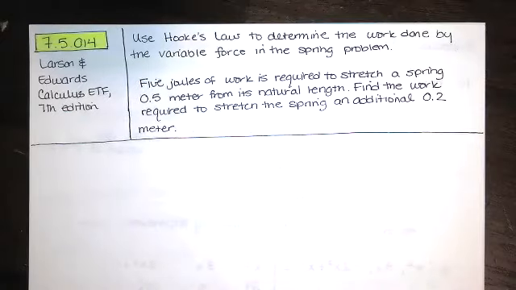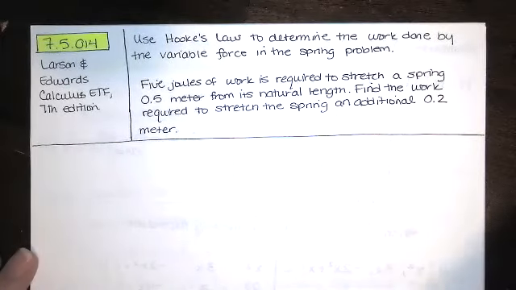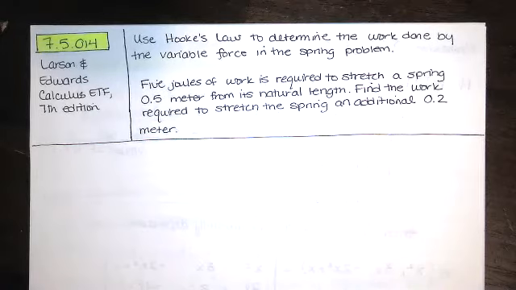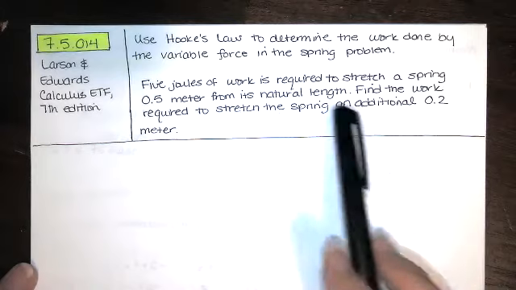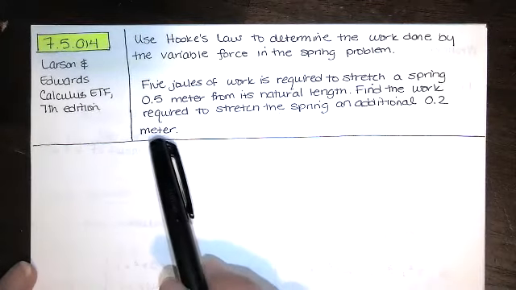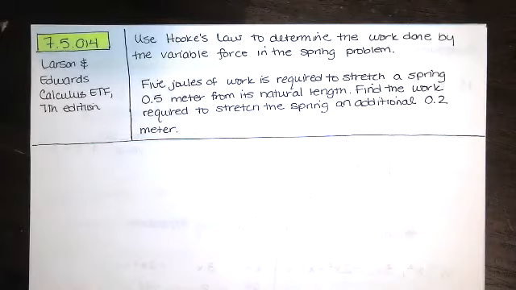In this video, we solve problem 7.5.014 from the Larson and Edwards Calculus Early Transcendental Functions text, 7th edition. We're asked to use Hooke's law to determine the work done by a variable force in a spring problem. We're told that 5 joules of work is required to stretch a spring 0.5 meter from its original length. Then we're asked to find the work required to stretch the spring an additional 0.2 meter.